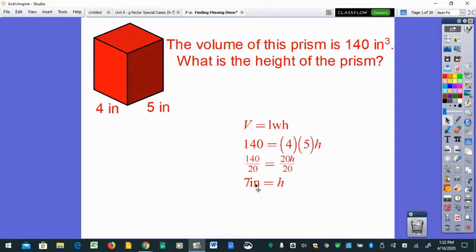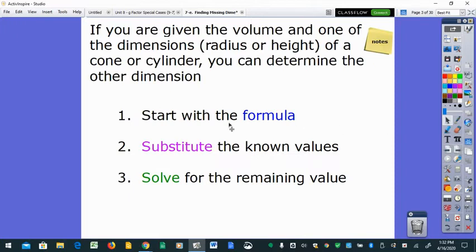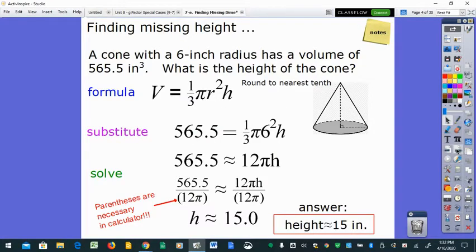And notice that my units are not cubic units, because this isn't a volume, it's your height. When you talk about how tall you are, you don't say you're a certain height, inches cubed. It's just straight units. So as we move on to our circular volumes, we're going to do the same thing. We're going to start with our formula, substitute in what we know is given, and then solve for that remaining unknown variable.